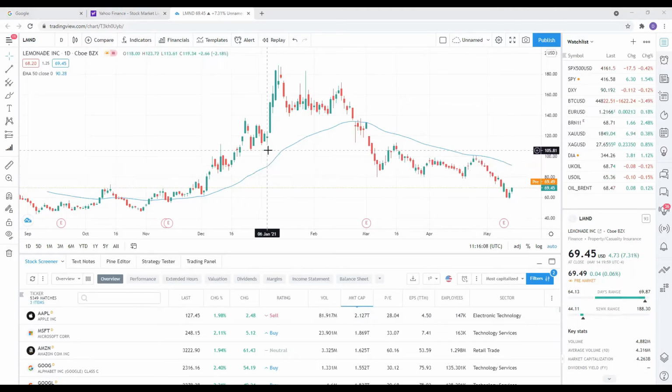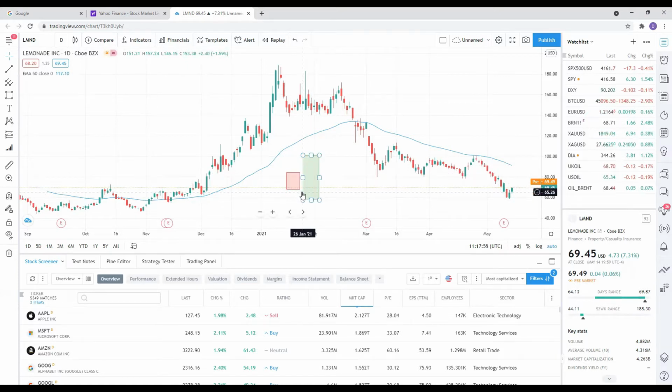Now let's go to TradingView. In TradingView, I have selected the stock LMND, Lemonade Inc. Now we are going to trade the bullish engulfing chart pattern. Recall in the bullish engulfing chart pattern, we see two candlesticks. First, we see a red candlestick, then we see a green candlestick. So let me show you. This gives us a bullish engulfing chart pattern. We see a red candlestick, then we see a green candlestick.